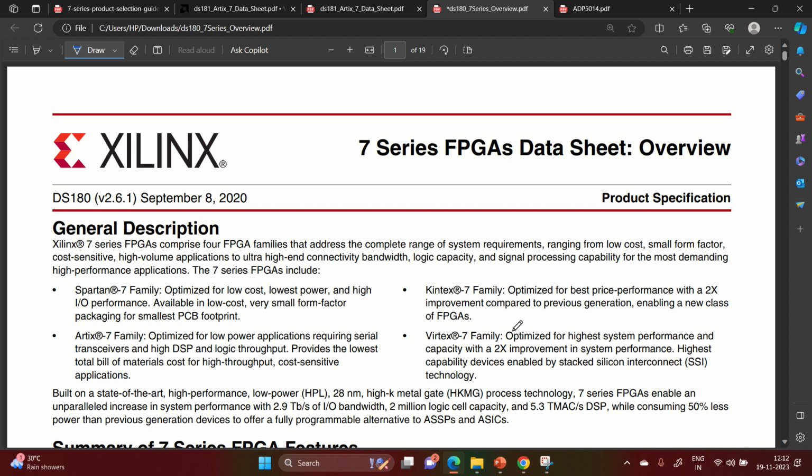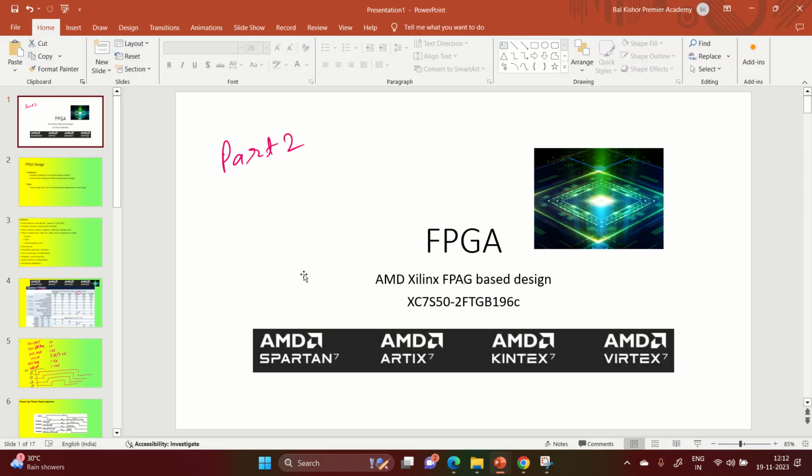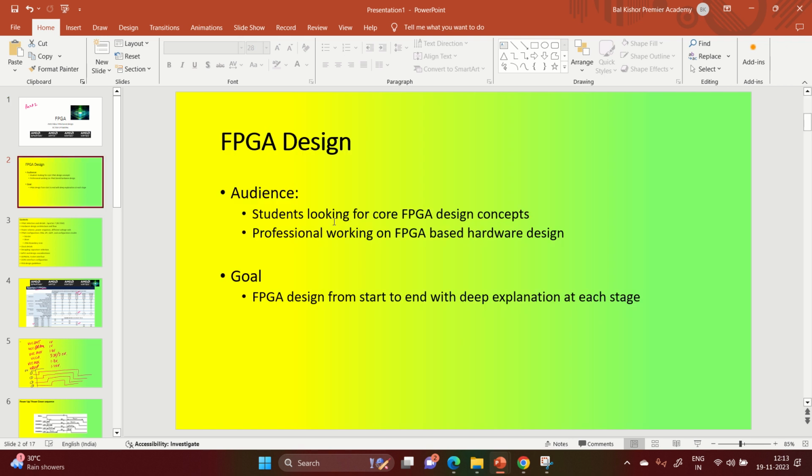Before proceeding to this document, let me highlight the agenda that we will be discussing. First of all, I would like to tell you that the audience for this particular tutorial is students who are looking for core FPGA design concepts and want to make their career in FPGA based designs, and the professionals who are trying to develop some hardware based on FPGAs.